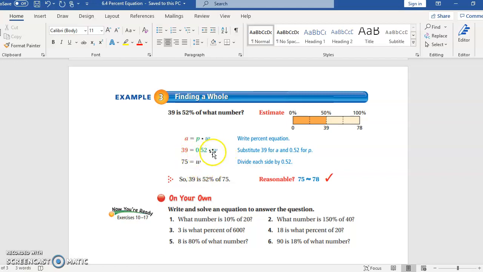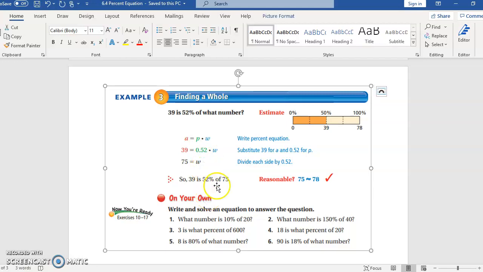So again, we want to get our variable by itself. So we have to undo what's being done to it. We're multiplying it by 0.52. So the opposite would be to divide both sides by 0.52. And when we do that, we get 75. So 39 is 52% of 75.